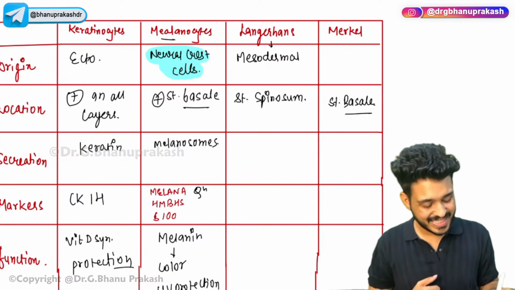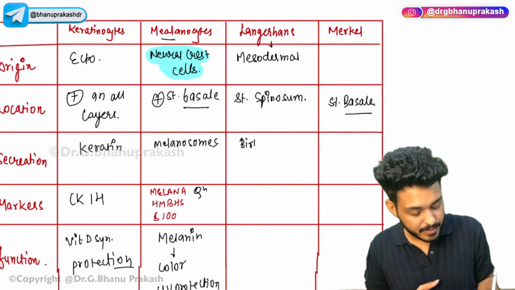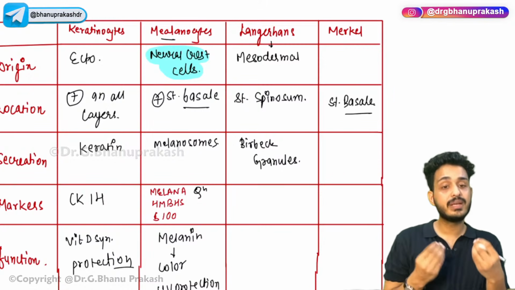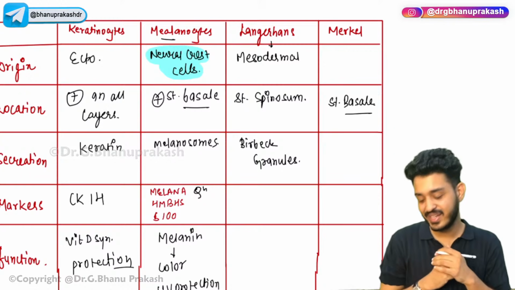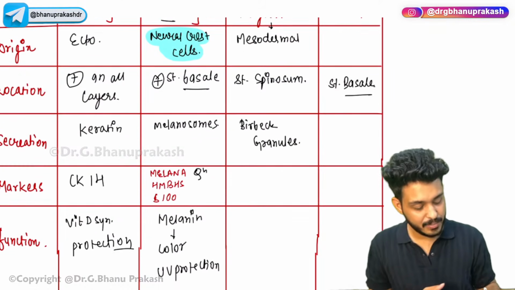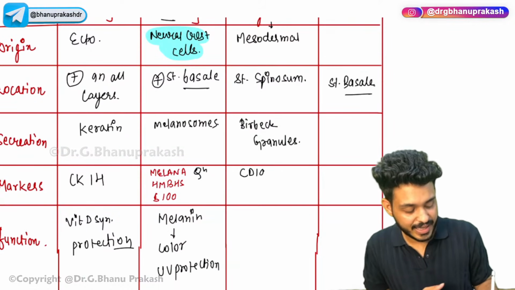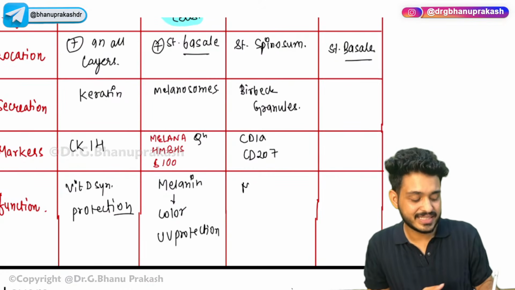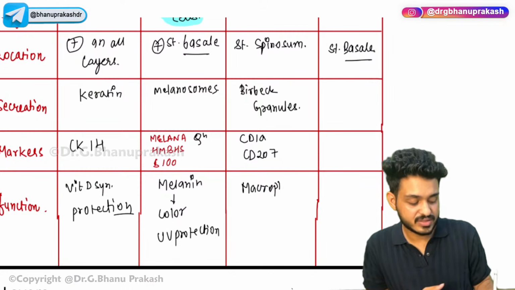Okay, what would be secreting? It would be secreting Birbeck granules. Okay, Birbeck granules will be having what kind of appearance? That is your tennis racket appearance. Okay, what are the markers? Markers are CD1a and CD207. We have already discussed, and they are basically macrophages of skin, guys.